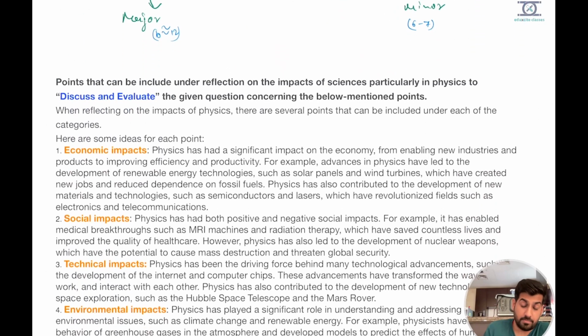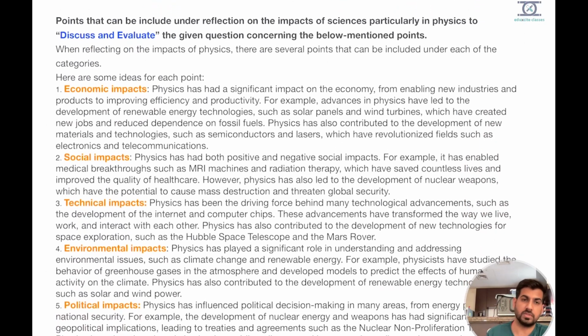From my past experience, what I have observed in MYP is that they ask you to reflect on the impacts of sciences. I would not say it is particularly with respect to physics, but in general it is relevant to the sciences, to which you can add your prior understanding or the knowledge that you have gained in MYP 4 and 5. They start with the question of discuss and evaluate.